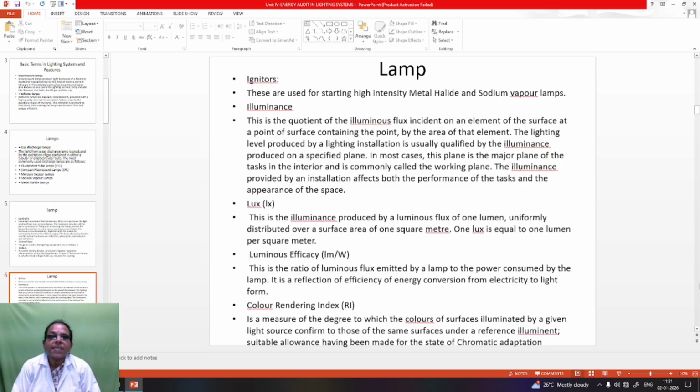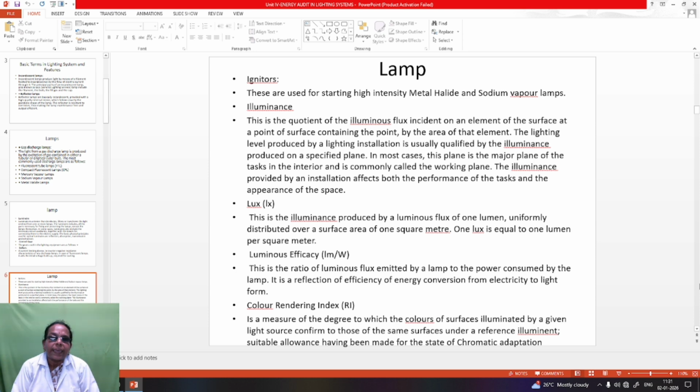Lux. This is the luminance produced by the luminous flux of one lumen uniformly distributed over a surface area of 1 square meter. 1 lux is equal to 1 lumen per square meter. Luminous efficiency. This is the ratio of luminous flux emitted by the lamp to the power consumed by the lamp. It is a reflection of efficiency of energy conversion from electricity to light form.